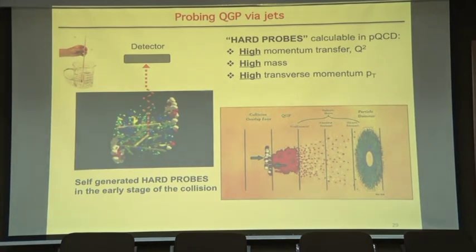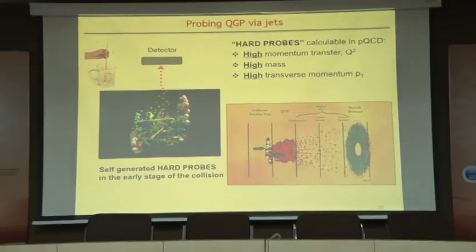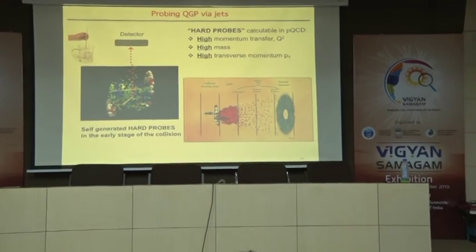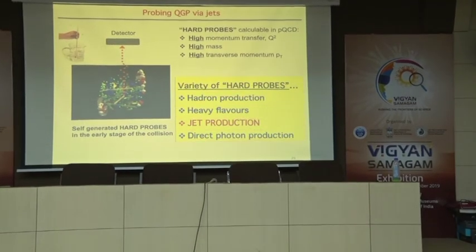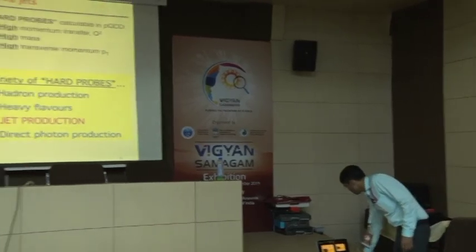So there are so many particles, and among those there will be a jet also, and this jet, while passing through the medium, will get modified, and then looking at the details of the jet you can try to infer information about the medium. Okay. Medium, when I say medium, it is QGP. So hard probes are high momentum, high energetic particles, and there are so many such probes, but our interest is in jets.